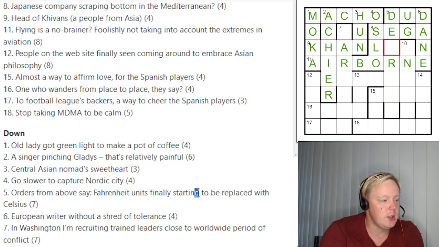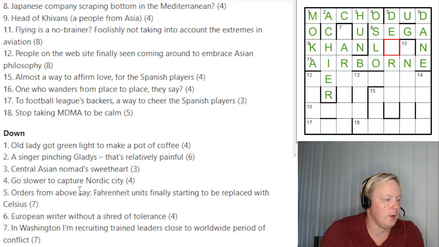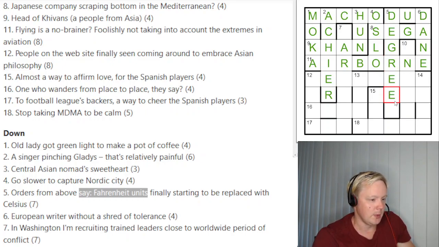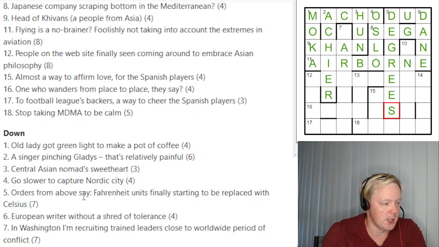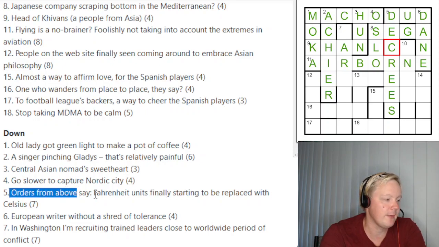So if it's G to be replaced with C, that would mean that we take Fahrenheit units, say Fahrenheit units. Well, Fahrenheit units are, or like Celsius units, are degrees. And we have this DE here. So Fahrenheit units would be examples of degrees. And this says, like, in the meaning, like, for example, say Fahrenheit units. And then we take the G for finally starting and replace it with C. Replace this G with C and we get decrees, which are orders from above.